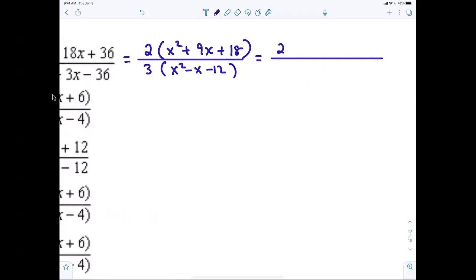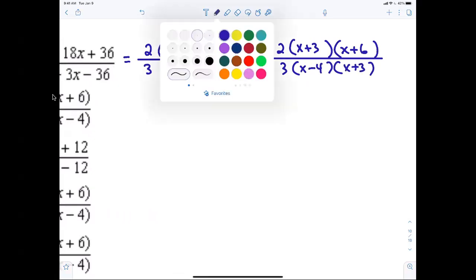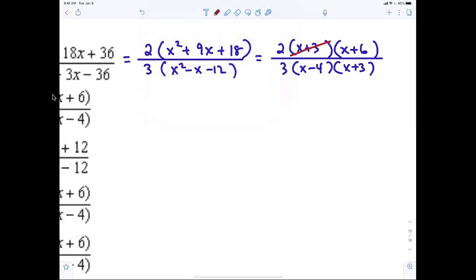So now 2 parentheses, factors of 18 that make 9. Good. And the bottom would be x minus 4, x plus 9. Good job. And so now we know the x plus 3's cancel.